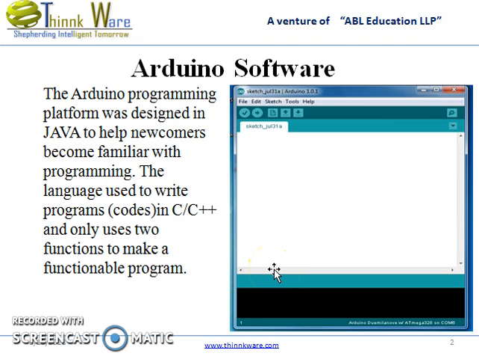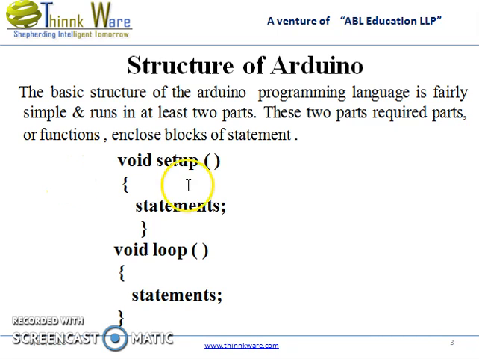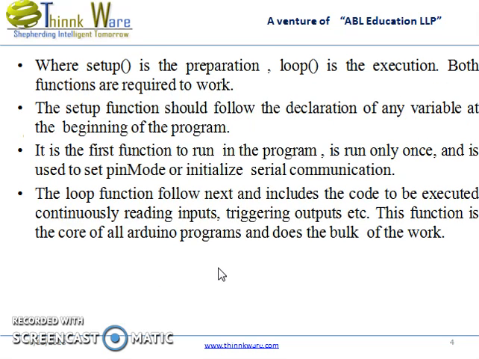The language used to write programs is C or C++, and it only uses two functions to make a functional program. These two functions are void setup and void loop. The basic structure of the Arduino programming language is fairly simple and runs in at least two parts. These are enclosed blocks of statements, that is, void setup and void loop, where setup is the preparation and loop is the execution. Both functions are required to work.